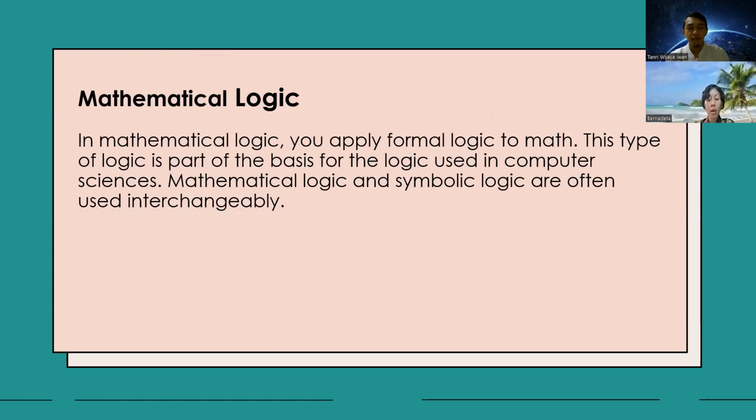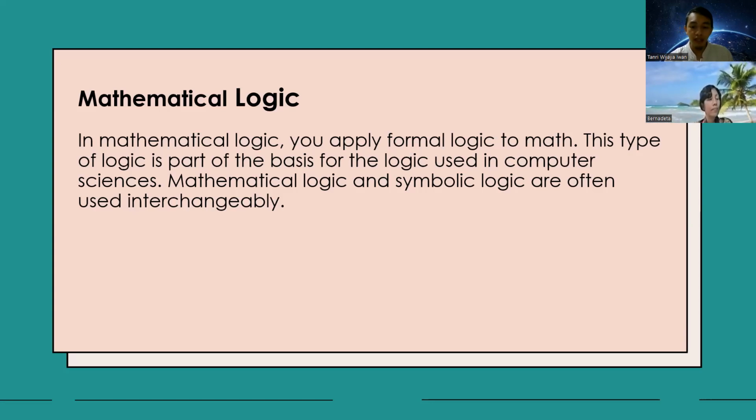Now, talking about mathematical logic. In mathematical logic, you apply formal logic to math. This type of logic is part of the basis for use in computer sciences. Mathematical logic and symbolic logic are often used interchangeably. Actually, the mathematics subject includes learning how logic works. For example, 2 plus 2 is 4. That's mathematical logic, one of the examples of math. That's simple. So from the simplest thing to the more complicated matters, we apply our logic. We use our logical reasoning in mathematical subjects.